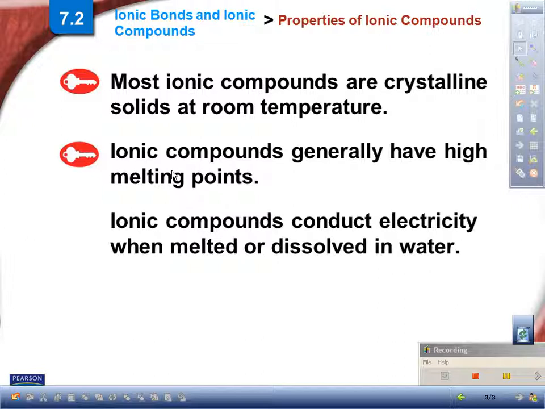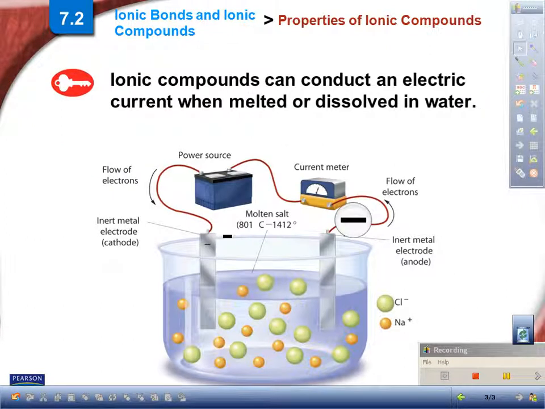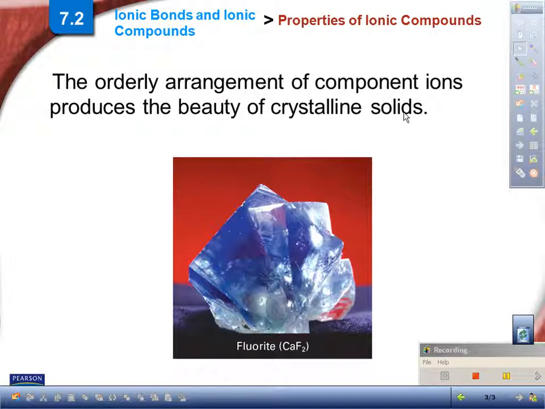When they're solids, they don't conduct electricity because the electrons are not free to move about. But if I melt them, then the electrons are free to move. And if I dissolve it in water, the cations and the anions break apart. They're free to move, and so now the electrons are free to flow. So ionic compounds conduct when they're melted or when they're dissolved. And these are just some examples of some crystalline solids.